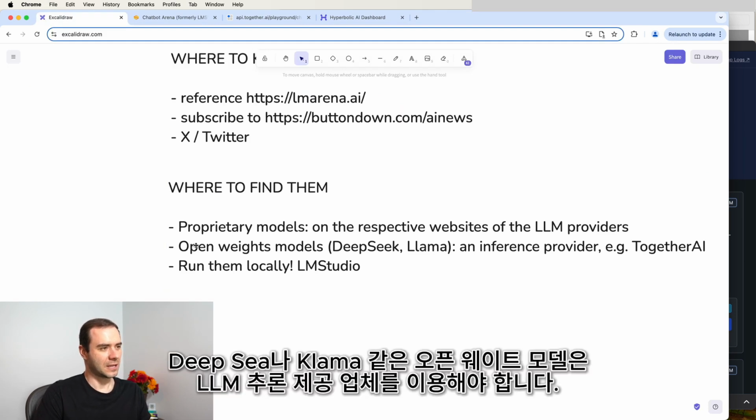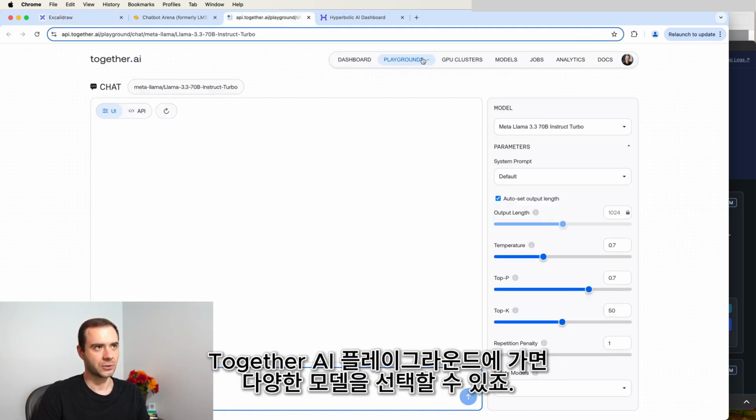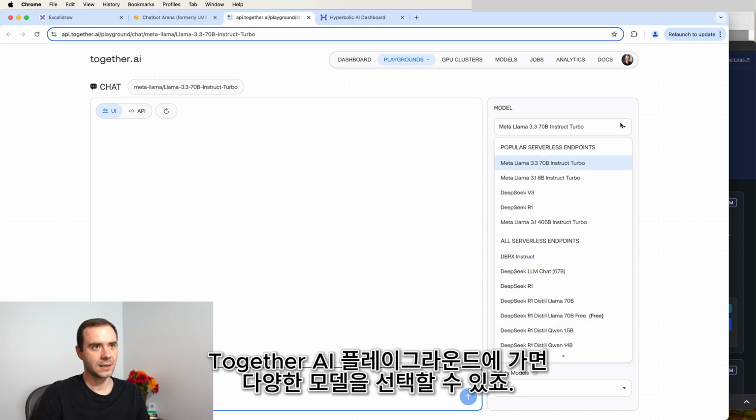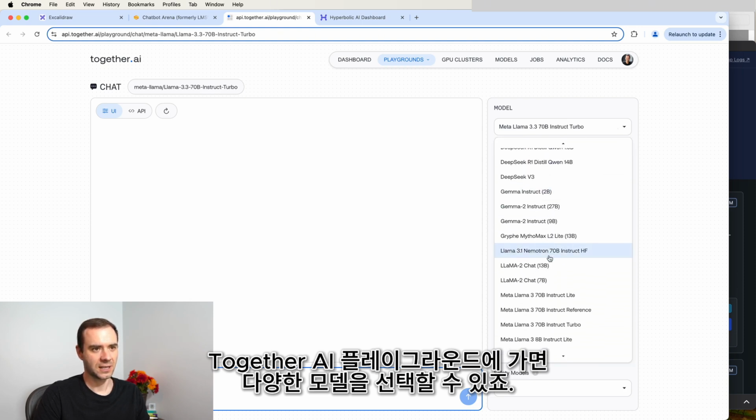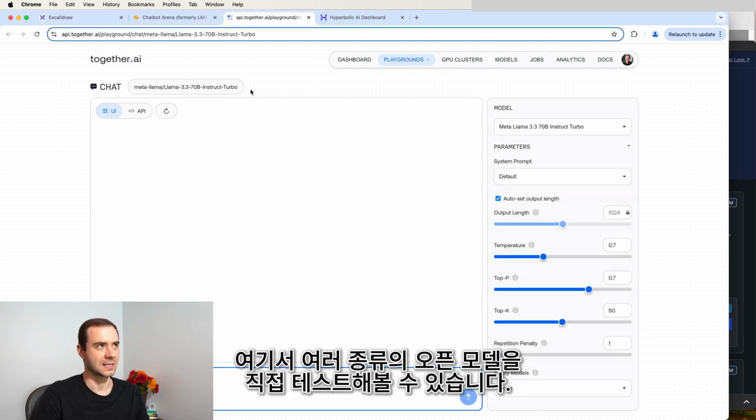No one does. For the open weights models like DeepSeek, Llama, etc., you have to go to some kind of an inference provider of LLMs. So my favorite one is Together.ai, and I showed you that when you go to the playground of Together.ai, then you can sort of pick lots of different models, and all of these are open models of different types, and you can talk to them here as an example.